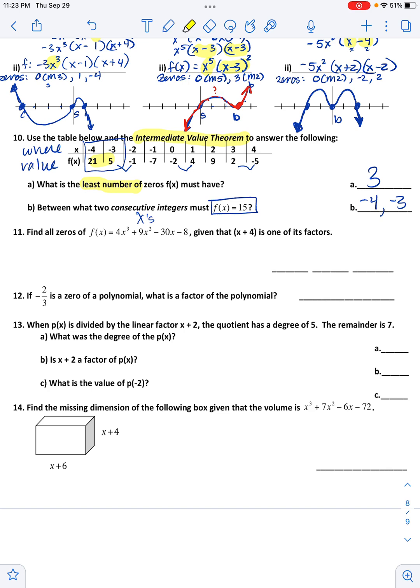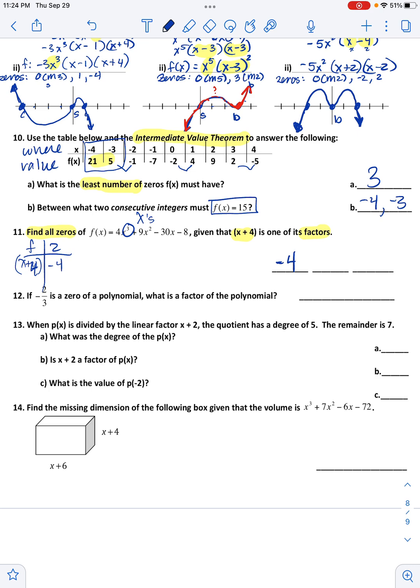Find all zeros. Pay attention to what they're asking. Find all zeros, given that this is one of the factors. Okie dokie. Again, I really like to think about the factors and the zeros. I keep in mind that they just gave me that x plus 4 is a factor, meaning -4 is a 0. Since it says find all zeros, I'm writing that down before I forget. The given one is typical to forget. Looking at my degree, I'm going to have 3 of them, which doesn't surprise me because there's 3 little lines.